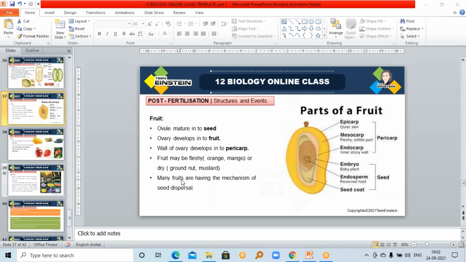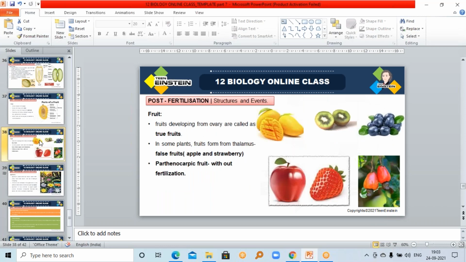So the ovule matures and forms the seed, and the ovary will develop into a fruit. The ovary wall is developing into pericarp, and that is the wall of the fruit. Okay. Then this fruit may be a fleshy fruit, for example, mango, orange and others. And a fruit sometimes may be dry also, like mustard, groundnut. You should note down all these examples.